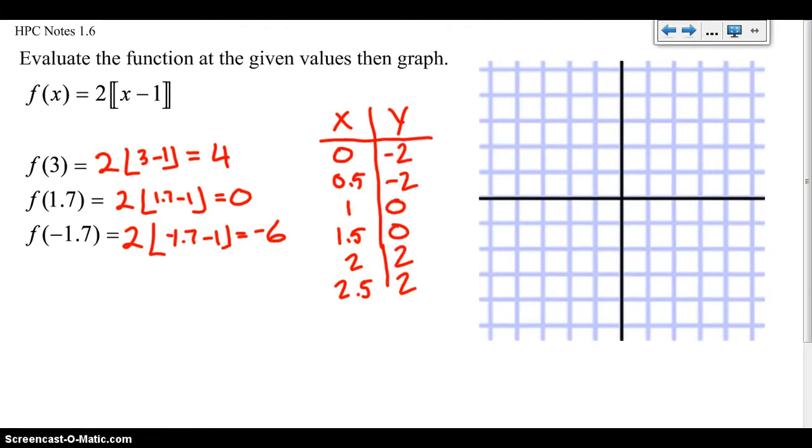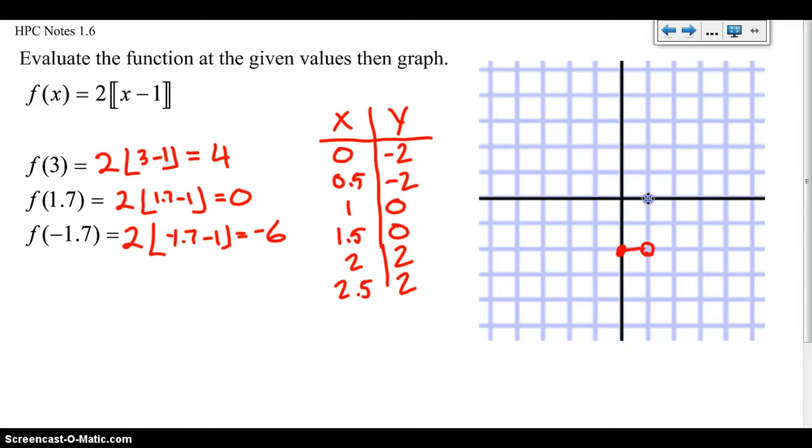Okay, I've now filled out that chart. Let's go ahead and plot these points. At 0, we're at negative 2, and again, that is inclusive. That circle needs to be filled in. I'm not going to actually mark 1/2, negative 2. I'm going to go ahead and jump to 1 and just create an open circle there.